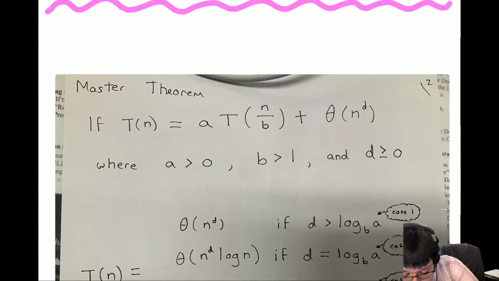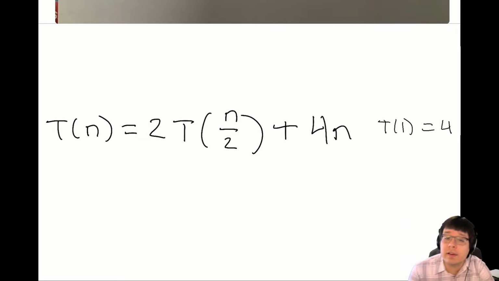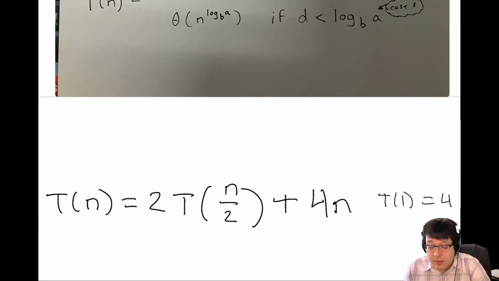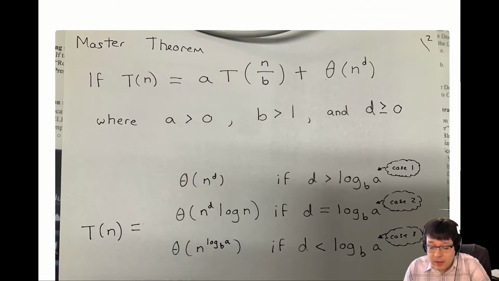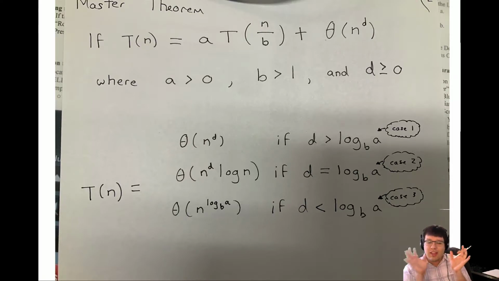Okay. So T of n is equal to 2T, and then inside, the 2T part is n divided by 2, plus 4n. And you got your base case, okay? And so this recurrence relation is actually perfect for the Master Theorem, because the Master Theorem expects you to submit a recurrence relation that's split into, I would say, maybe 3 components, okay?